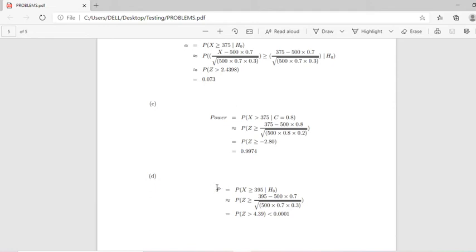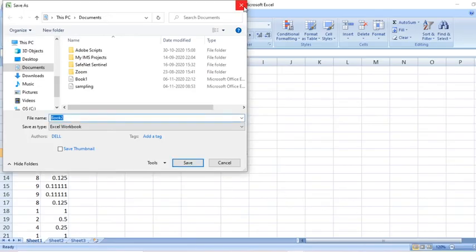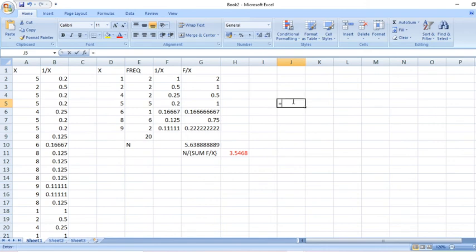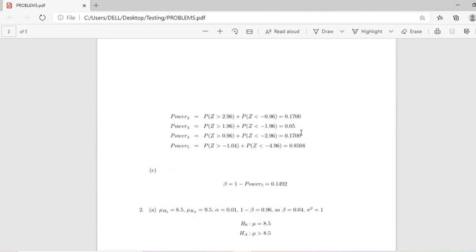This is not correct, there is some error. You don't write this one, you can write up to this after verification. You have to verify these values. So what is the probability of type 2 error? 1 minus 0.9974. What is the value? 0.0076. So what are they asking?